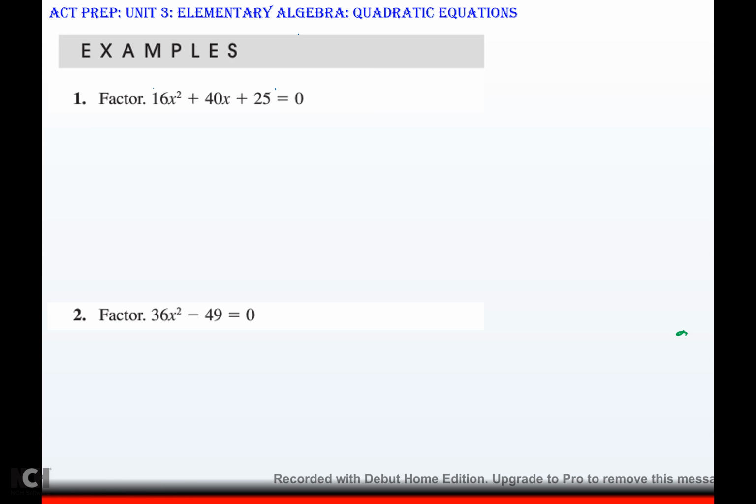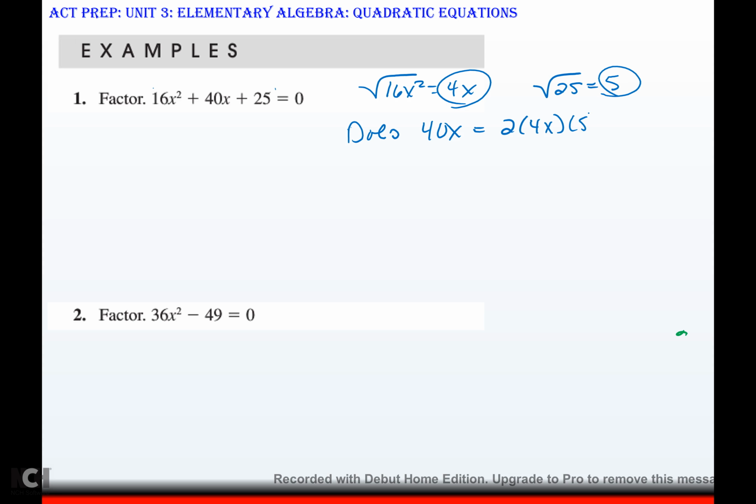My clue is here, I don't always check for perfects unless I notice that the ends are perfect squares. The square root of 16x squared would be 4x. The square root of 25 would be 5. Okay? And then remember, if you're checking for perfect trinomials, you're asking yourself, does the middle term equal 2 times these guys?